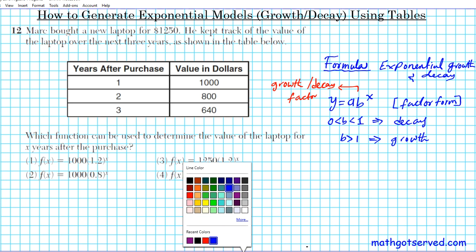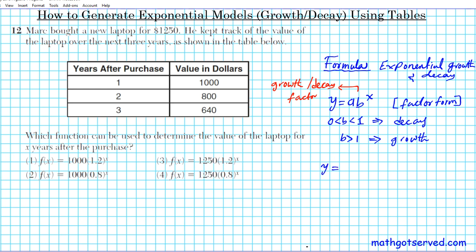rate form. The rate form is as follows. The rate form is basically y equals a times 1 plus or minus the rate raised to the x power. Okay, so this is the rate form. Why is it the rate form? Well, just looking at it, you can easily tell what the rate is.